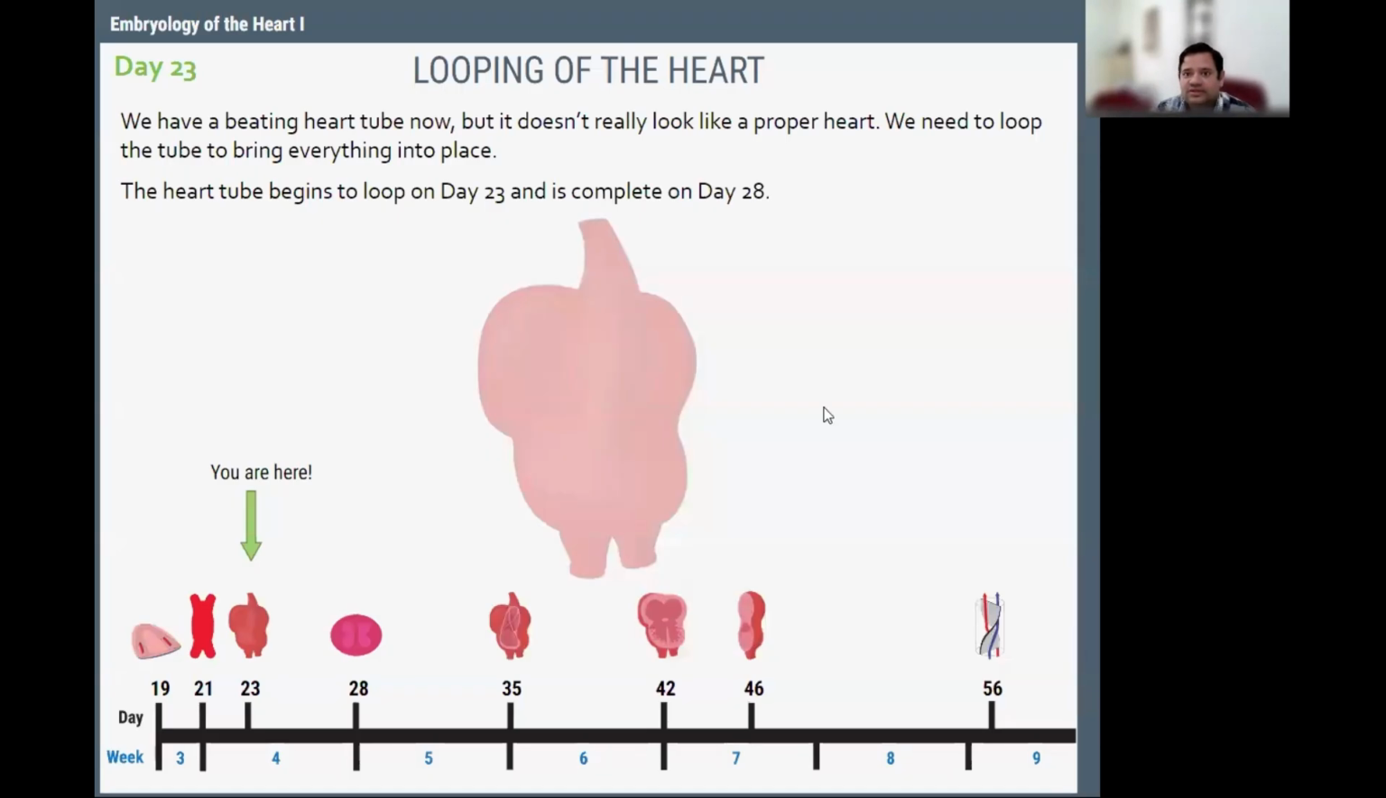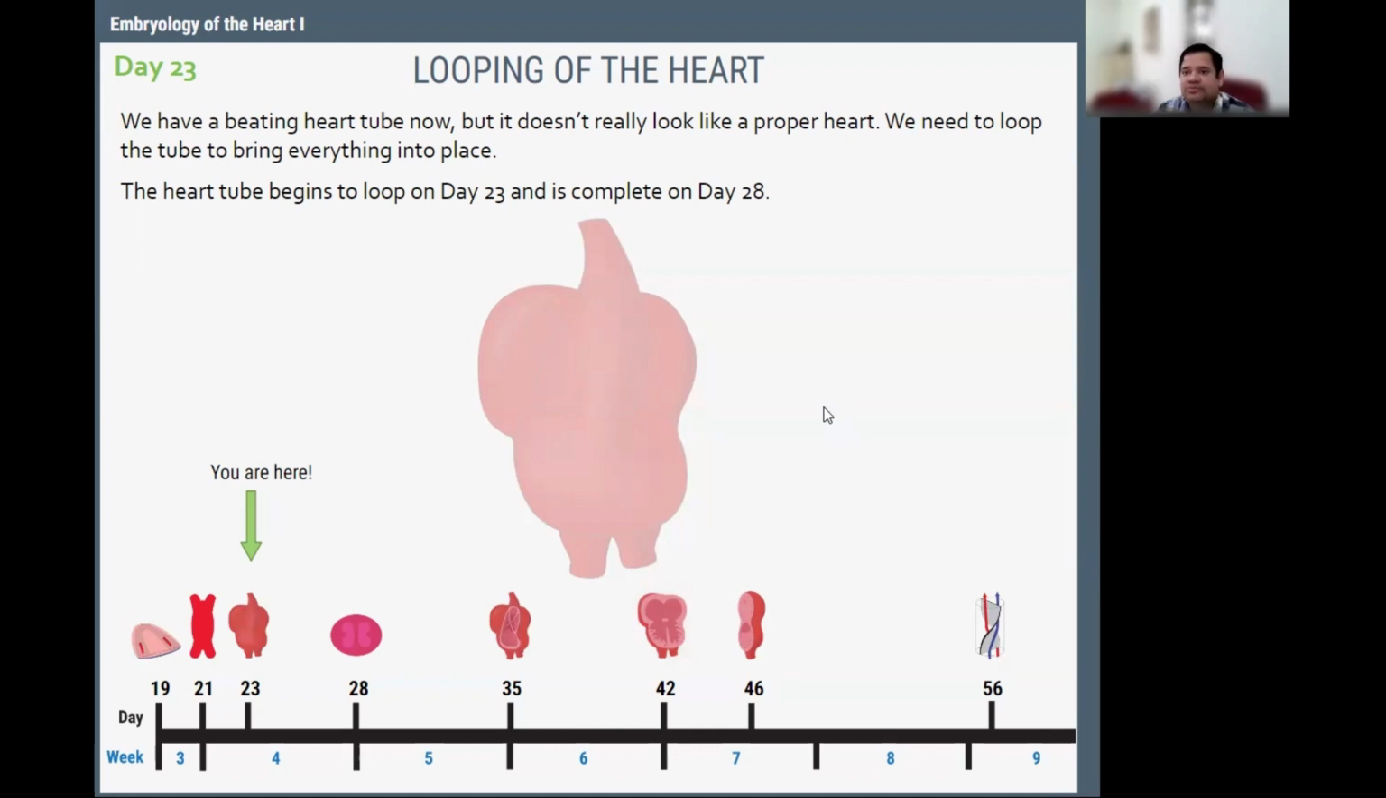Good morning. Today we are going to continue the previous topic of embryology of the heart. So till now we have seen that the heart tube was formed, and in future it is going to make some parts of the heart. Now the next step is heart looping. As you can see, it starts from day number 23 and completes on day 28.